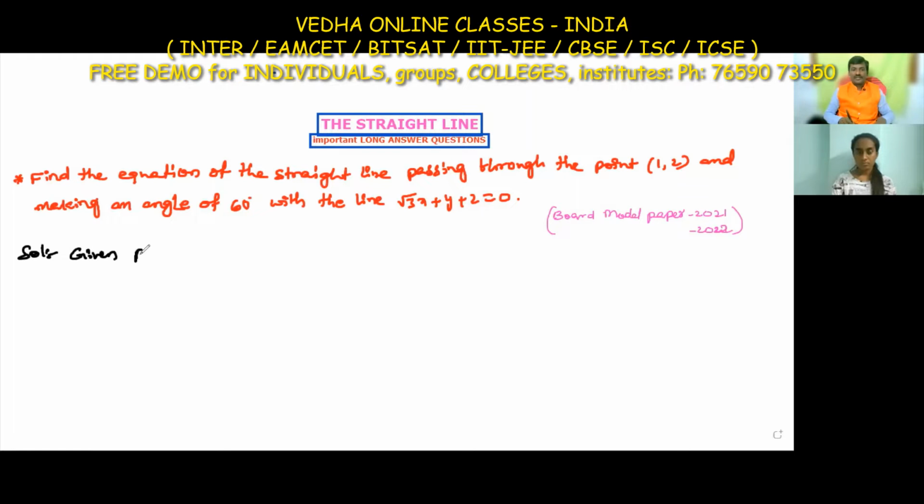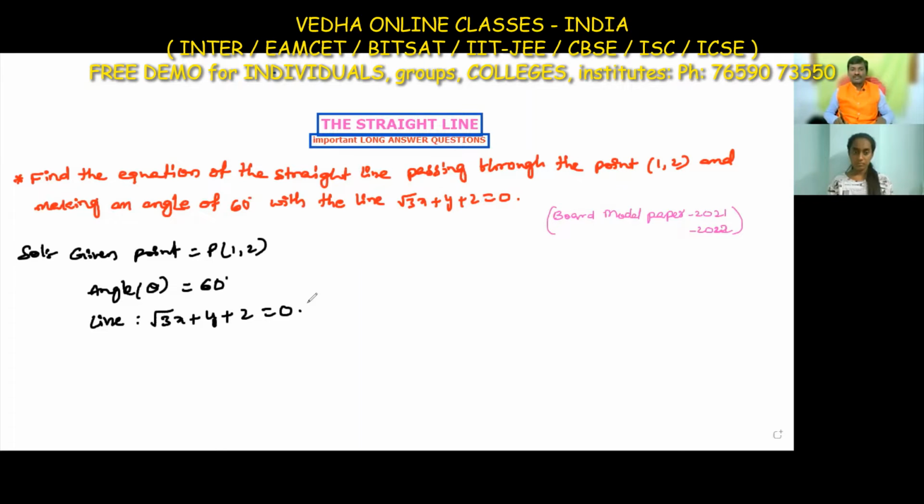Now, what is given here? I am taking the given point P(1, 2), and the angle is given: angle theta is equal to 60 degrees. The line equation is also given, that is root 3x plus y plus 2 equals 0. I am taking this as equation number 1.